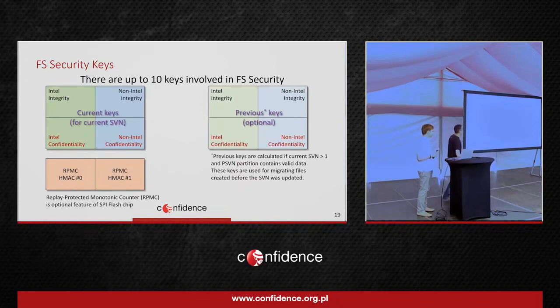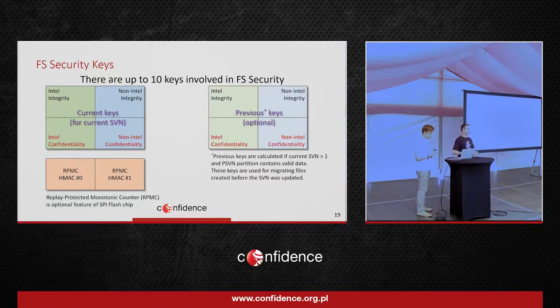And there are two sets of keys called current keys and previous keys. And the difference is with the SVN, secure version number. Intel makes a decision that in some situations they need to upgrade the version of the management engine and prevent rollback to the previous version because of a serious security issue.